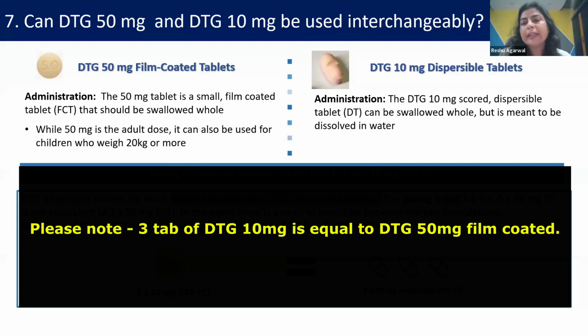Actually, DTG 50 milligram in terms of strength is equal to 3 tablets of dispersible 10 milligram DTG pediatric formulation. And this is because the pediatric 10 milligram is a dispersible tablet and it is comparatively better absorbed. And that's why we don't see a dosing ratio of 1:1 between DTG 50 milligram and DTG 10 milligram. So these drugs should not be used interchangeably.